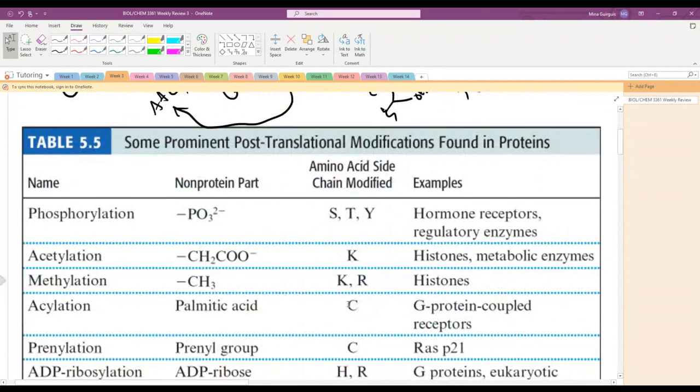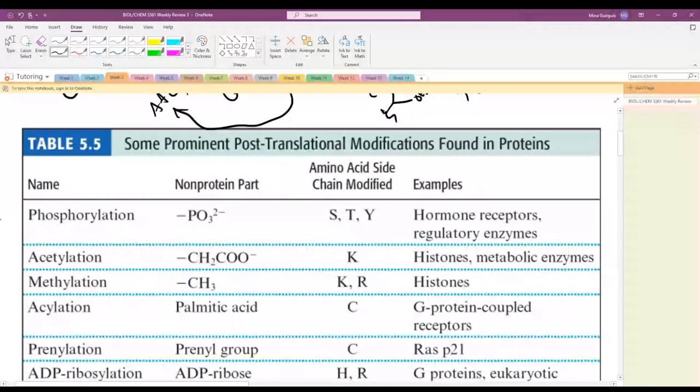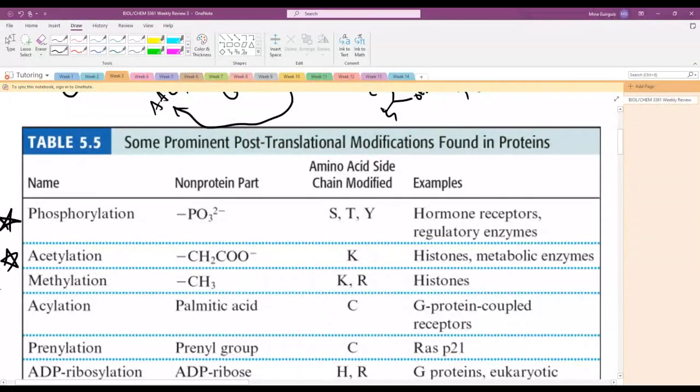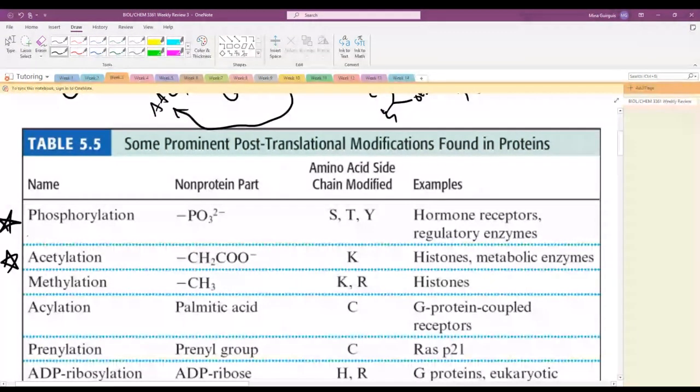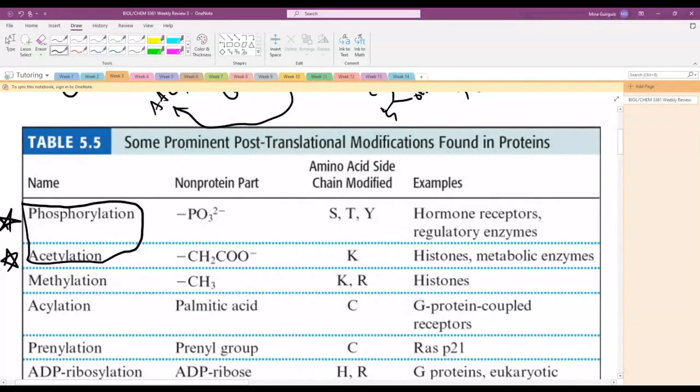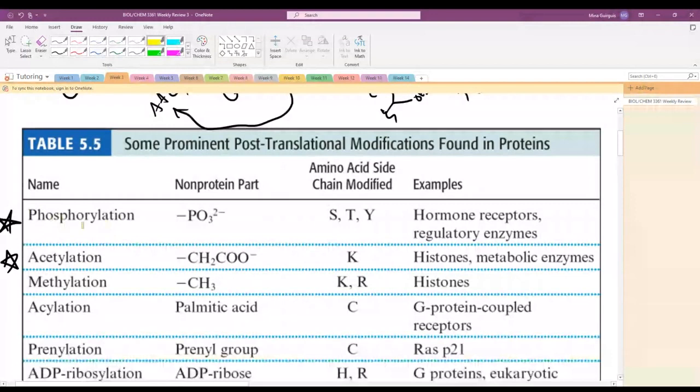To the best of my understanding, and this changes based on your professor and your semester, but from what I've been told, this semester you need to focus on phosphorylation, acetylation, and I believe methylation, but I'm not 100% sure. These are the 2 that you absolutely have to know. I'm not going to highlight any of the others because I'm not certain, but these 2 are the ones we're going to talk about in depth.